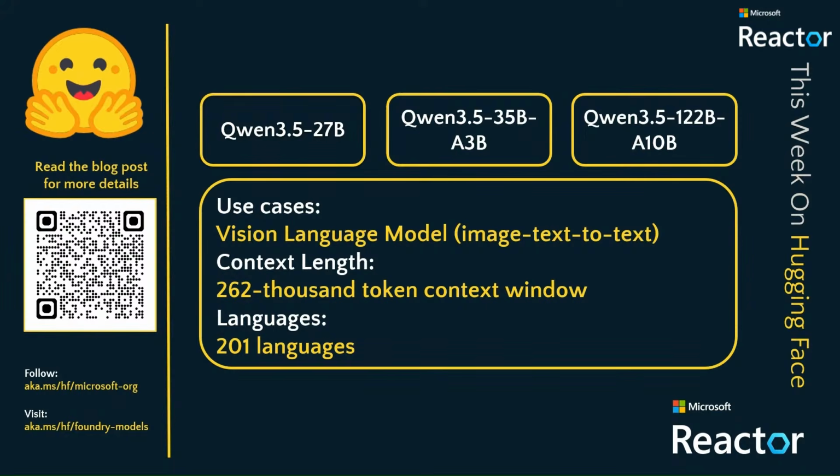And at the very top end, we have the 3.5 122 billion A10B, which delivers the highest capability, leading across multimodal benchmarks and handling the most demanding tasks like long-form visual financial analysis over slides and charts. And that brings us to an end to the weekly highlights on Model Mondays. I will hand it over back to Nitya.